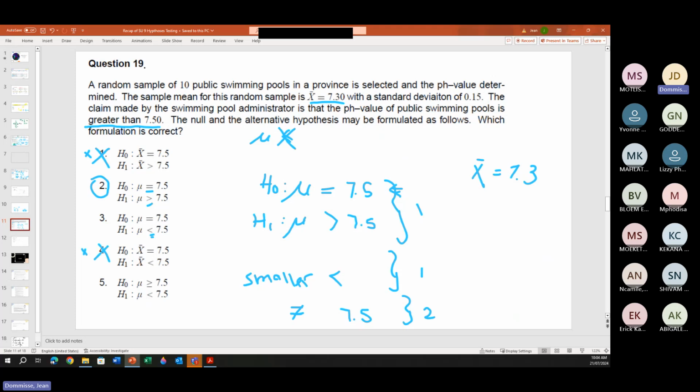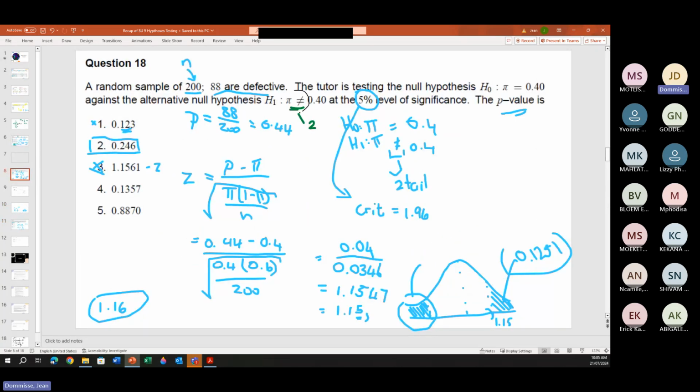In a question like this, where they said the public swimming pool is greater than 7.5, to get the not equal, they would have said, okay, the swimming pool administrator says that the swimming pool is not 7.5. So they won't say it's greater or it's smaller. They would just say it is not equal to 7.5. So you're basically saying, it can be more, it can be less, it's not equal. They use that wording of not equal, or they will show you in the question that it is not equal to.